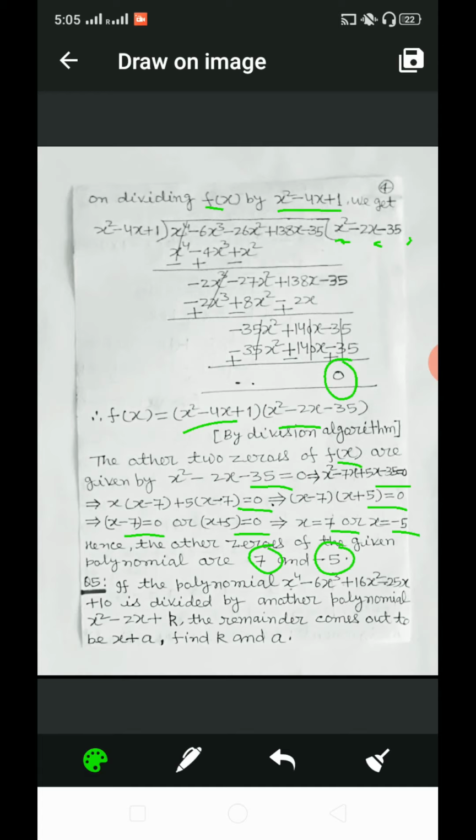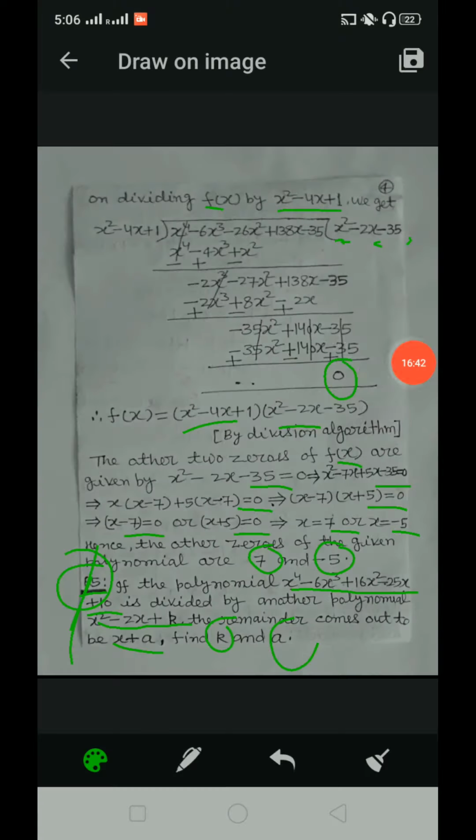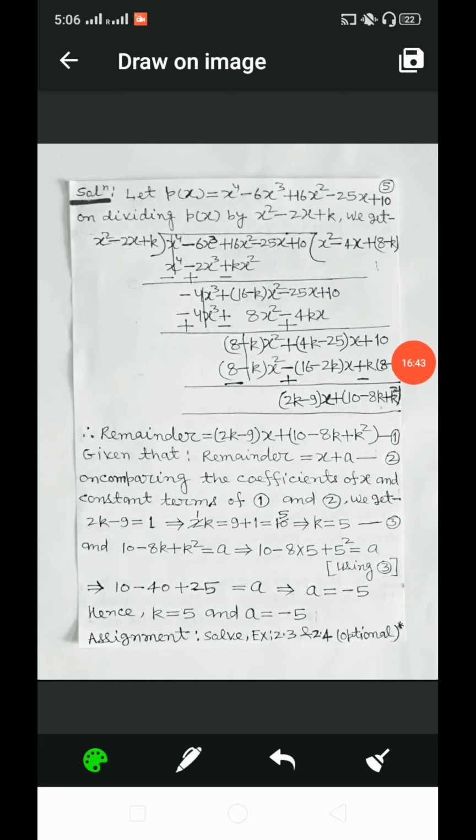And here is question number 5, that is very important. If the polynomial x to power 4 minus 6x cube plus 16x square minus 25x plus 10 is divided by another polynomial x square minus 2x plus k, the remainder comes out to be x plus a. Find k and a. Let us start the solution.